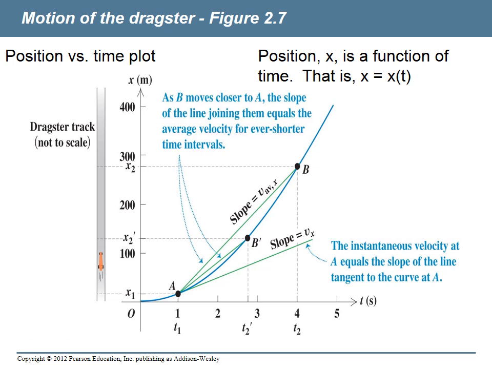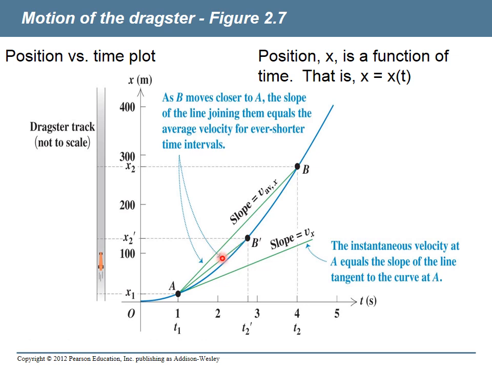So instead of calculating the average slope between points A and B, I can move point B closer, call it point B prime, and calculate the slope again, so I get the average velocity again. So this is going to be x2 prime minus x1 divided by t2 prime minus t1. This will give us the average velocity, or the slope, between points A and B prime.